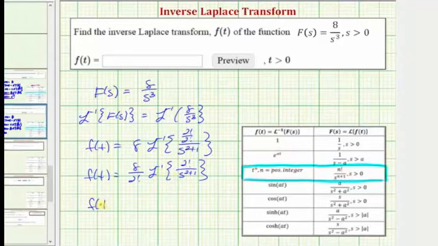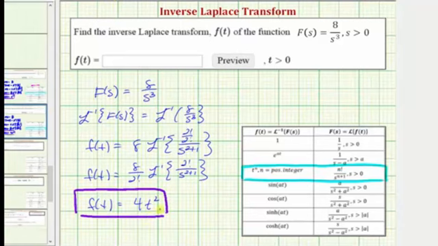So we have f of t equals 2 factorial is equal to 2 times 1, or 2. 8 divided by 2 is equal to 4, so f of t equals 4t squared. I hope you found these two examples helpful.